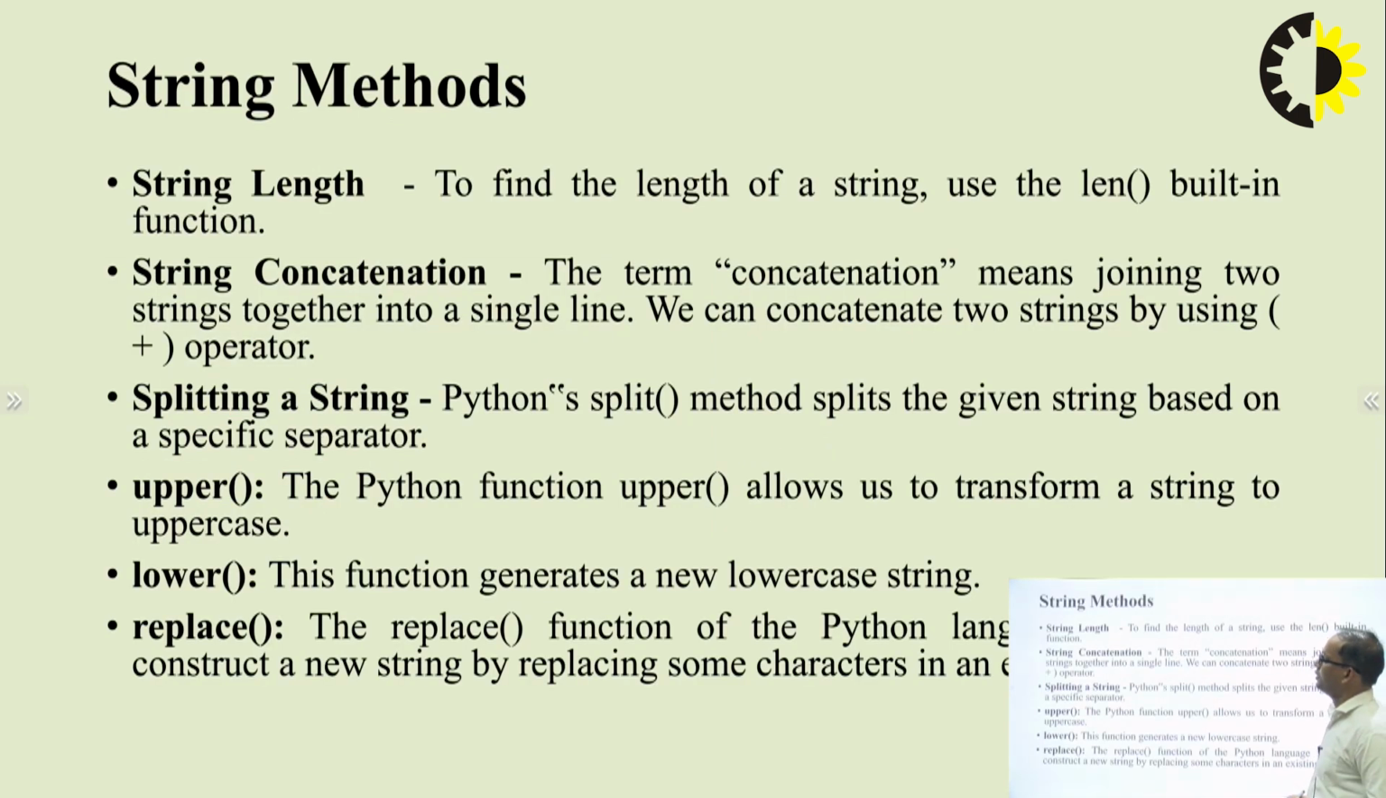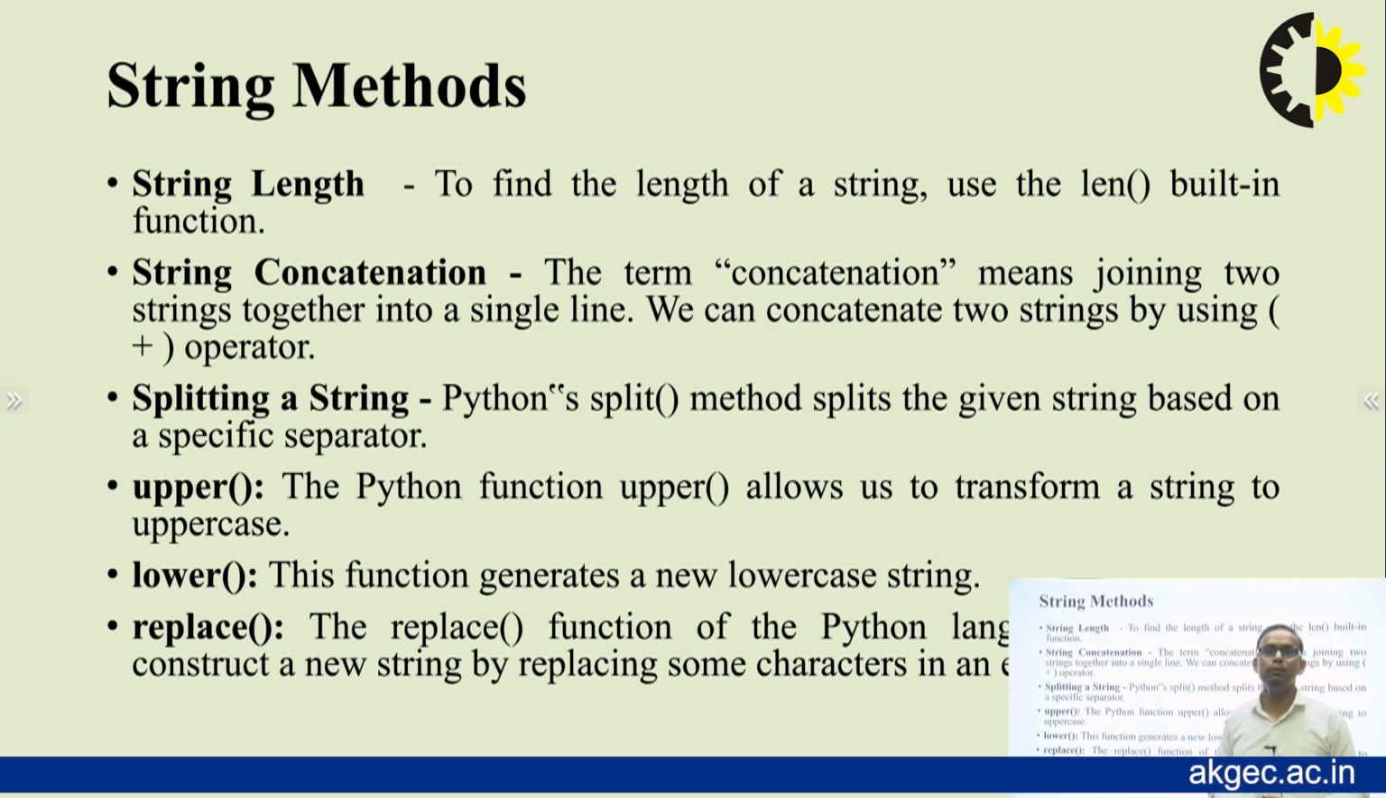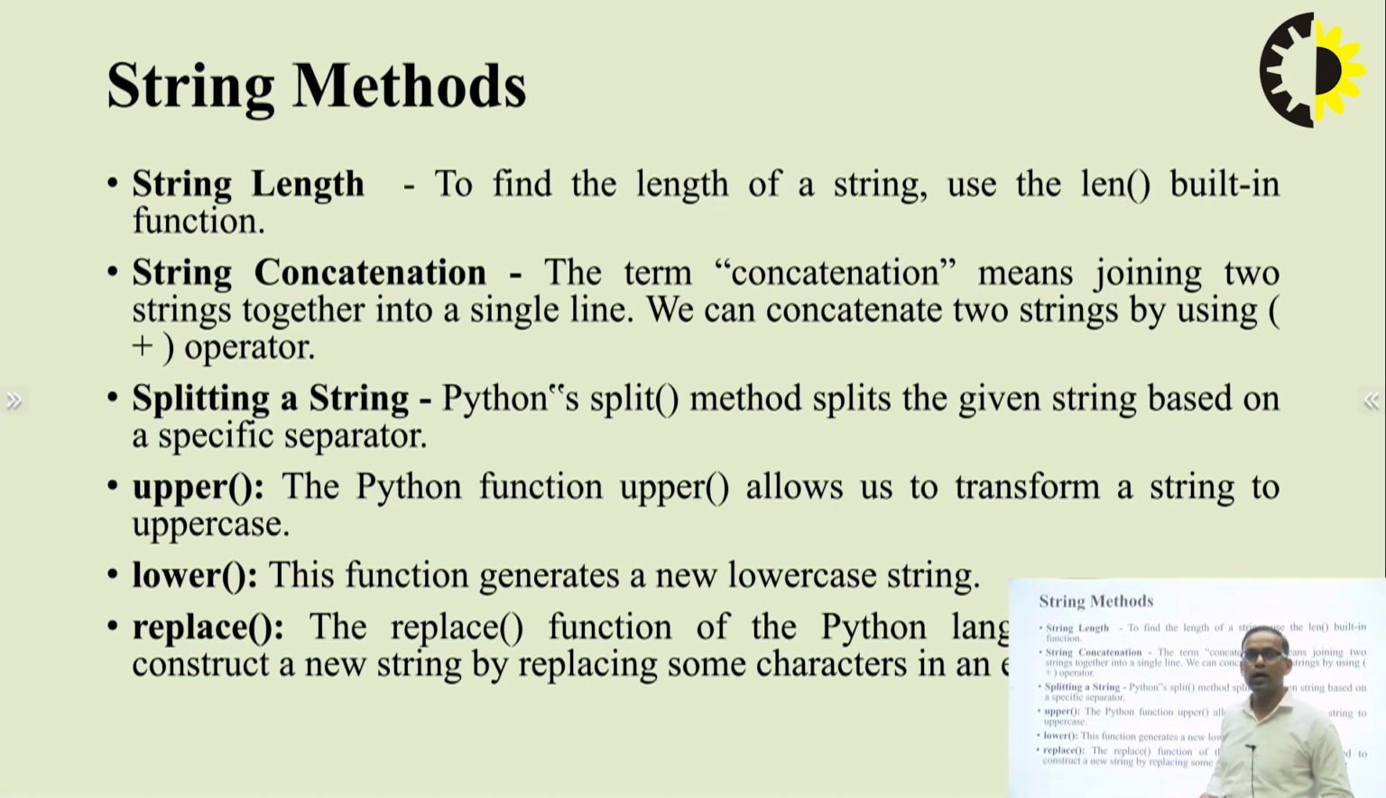Next, the different string methods available in the Python programming language. First one is the string length. In order to calculate the length, meaning the number of characters inside the string, we use the len function. It is a built-in function in Python, and it is used to calculate the length of a string. Second operation is string concatenation. Suppose we have two separate strings, string 1 and string 2, and we want to add them as string 3. To add two strings we use the plus operator.